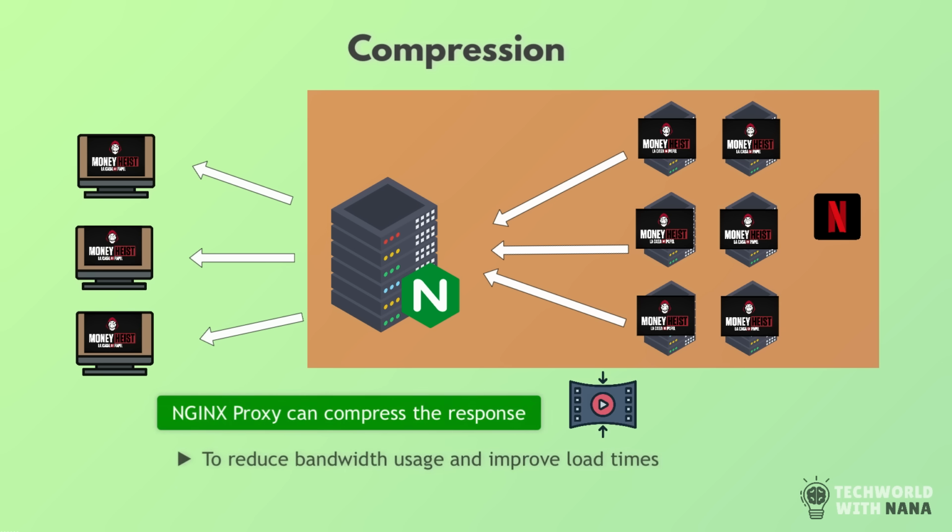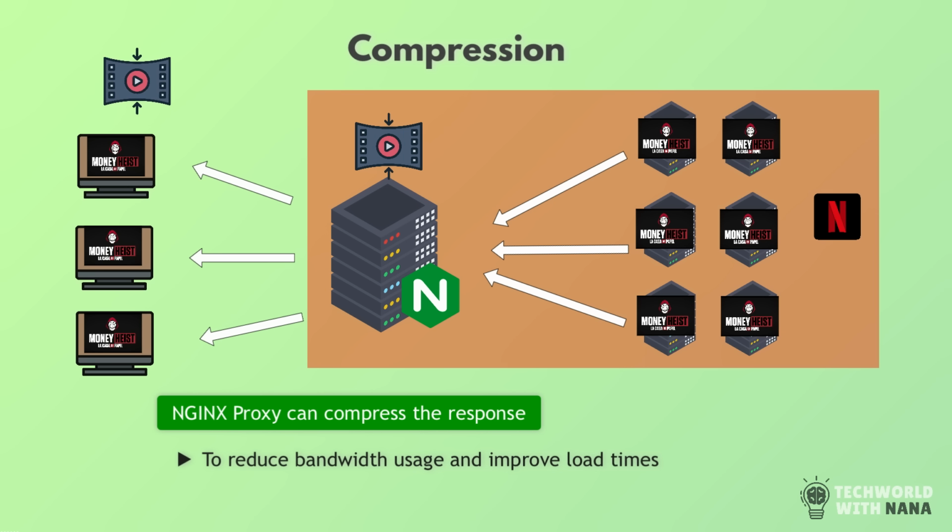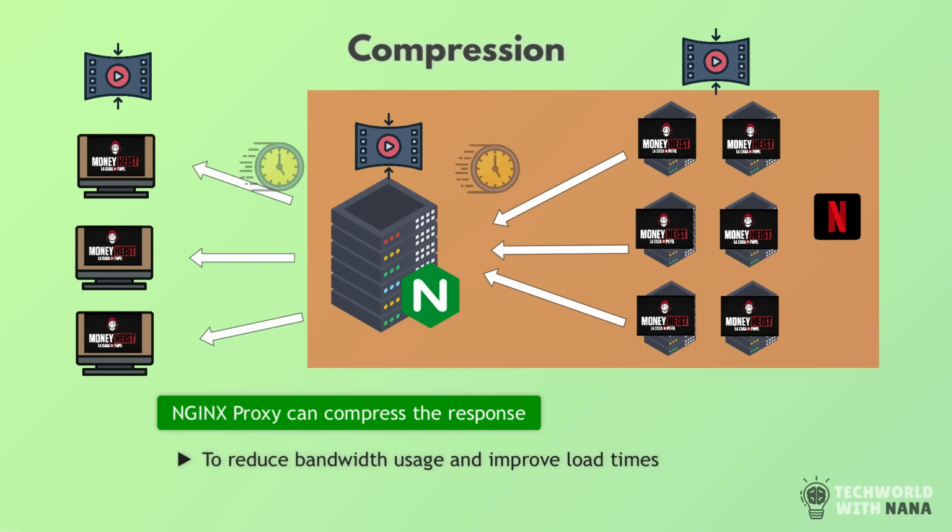Nginx proxy can also be configured to compress large images or video files to save bandwidth both on the side of the clients, so people who are receiving those large files, but also on the server side, who is sending all that content. So it arrives faster and it uses up less of your internet bandwidth.